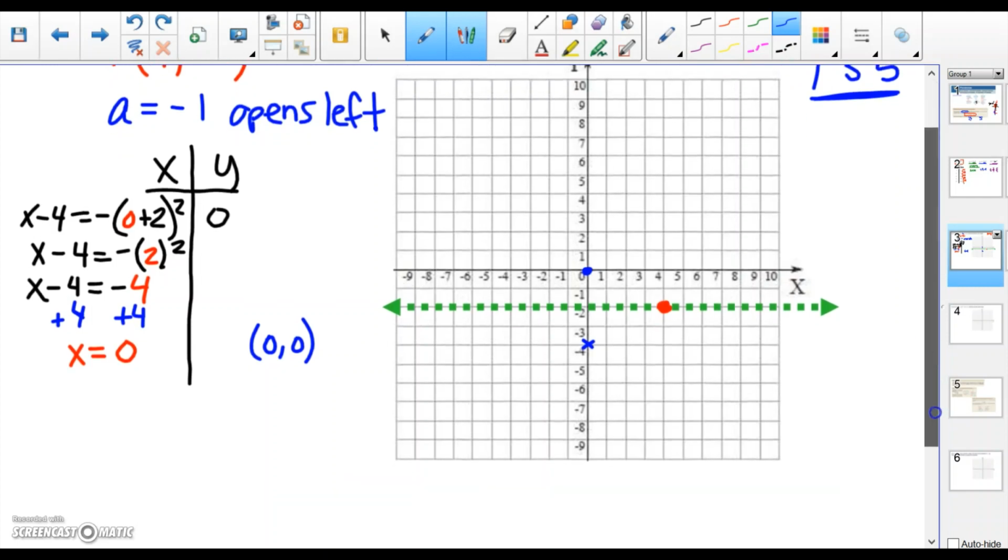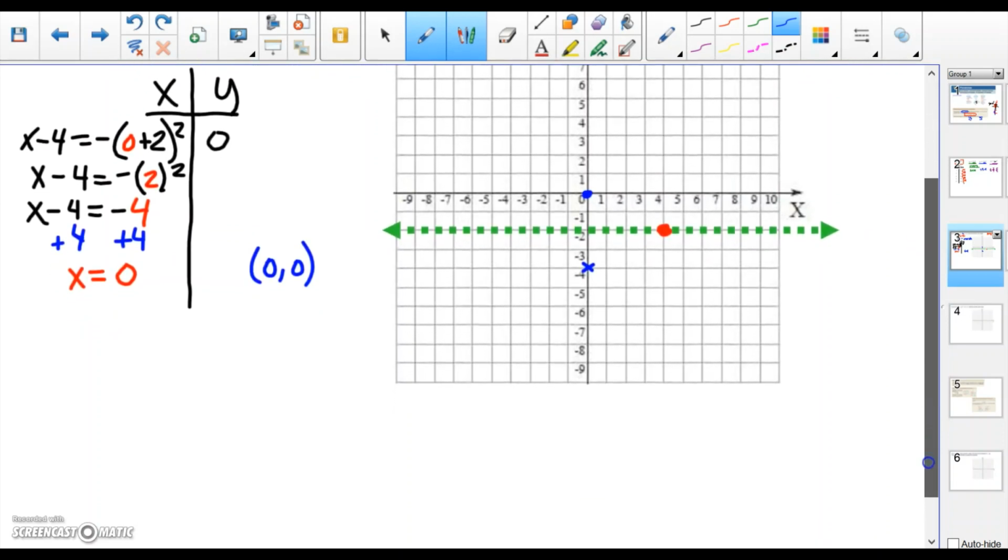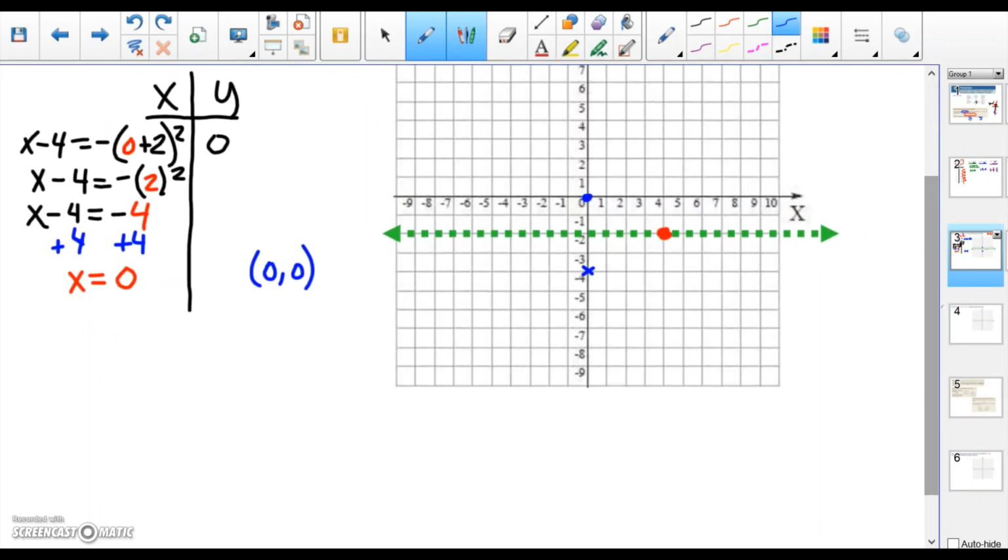So maybe I need to plug in some more points. Maybe I need to do something else. So we're going to do another number. This time I'm going to plug it in for the x just to show you what happens. So let's say this time I plug in 0 for the x coordinate.